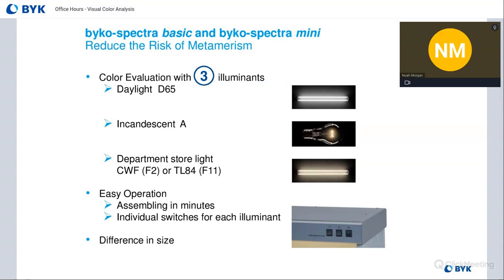So this gets to one of our instruments that we sell, the BICO Basic and the BICO Mini, to help reduce the risk of metamerism. It's just a benchtop light booth, the small version, for smaller samples, where you can use daylight, incandescent A light, and the fluorescent lights interchangeably. That way you can look at a sample and a standard and make sure that they're matching under each of these illuminants, like we spoke of before.